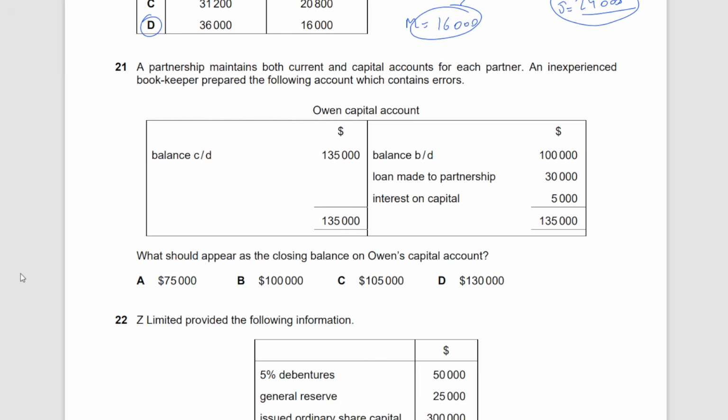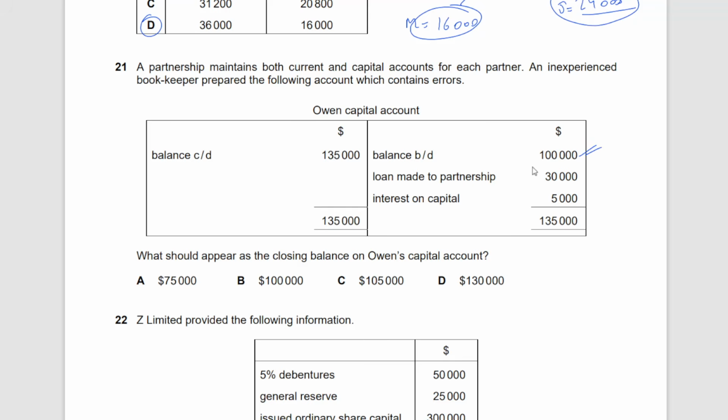A partnership maintains both current and capital accounts for each partner. An inexperienced bookkeeper prepared the following account, which contains errors. Owen's capital account. Let's see, what's the problem? Well, there is a debit balance. Oh, sorry, there's a credit balance. That's balance c/d.